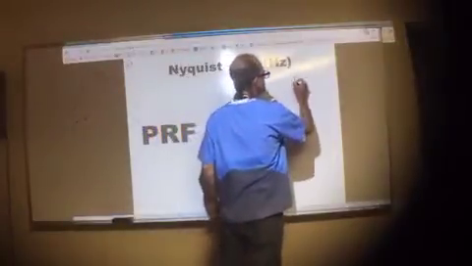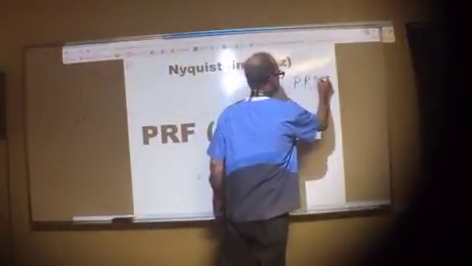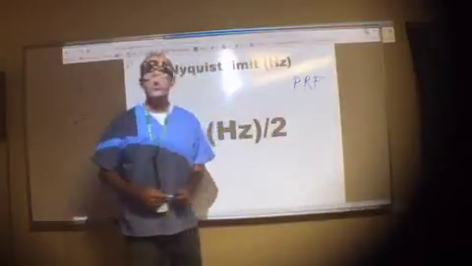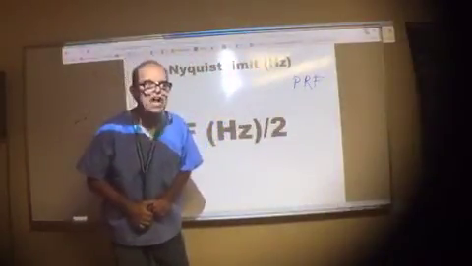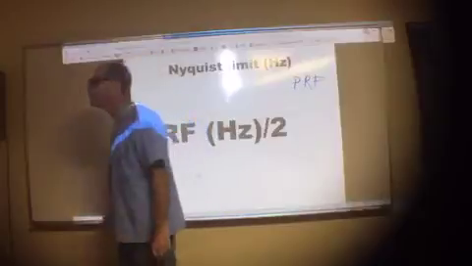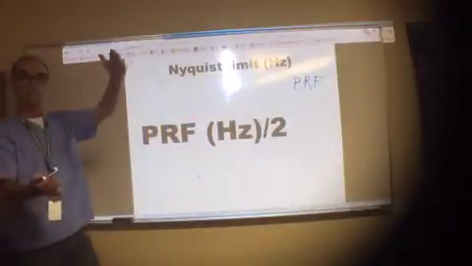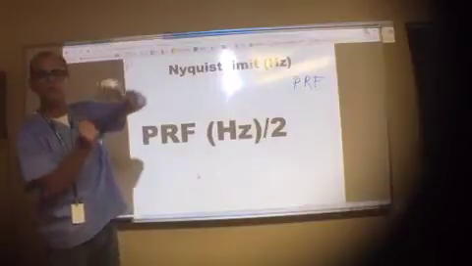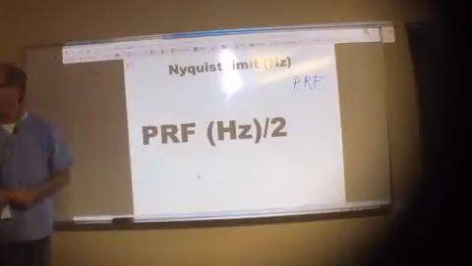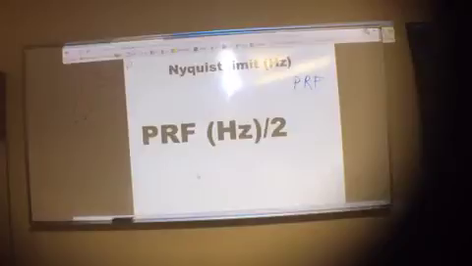Pulse repetition frequency. What is the button that changes pulse repetition frequency? Depth. The depth button. In other words, if you have aliasing, you go more superficial to avoid producing the aliasing.